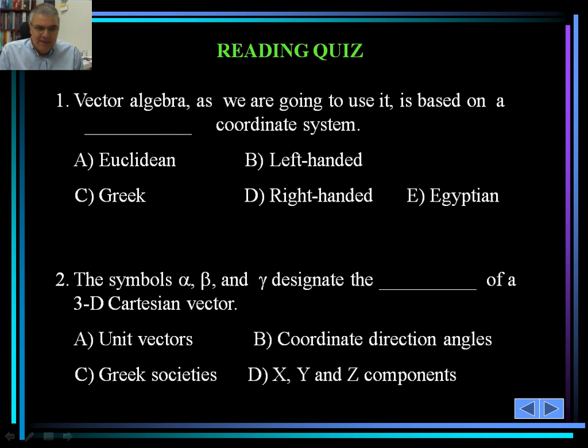Read the answers. A is unit vectors, B is coordinate direction angles, C is Greek societies, and D is X, Y, and Z components. Obviously, Greek societies is not the answer, since alpha, beta, and gamma are Greek symbols, but that's not what they designate. The symbols alpha, beta, and gamma designate the coordinate direction angles of a 3D Cartesian vector. So this is just to warm you up, to prepare you for what's coming.